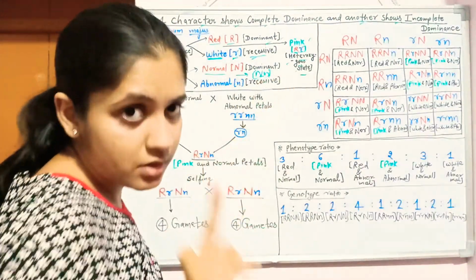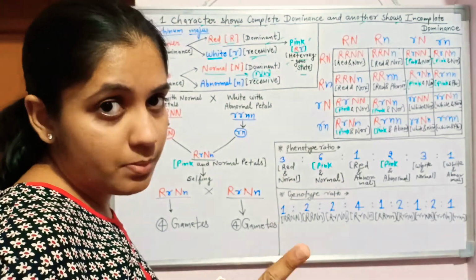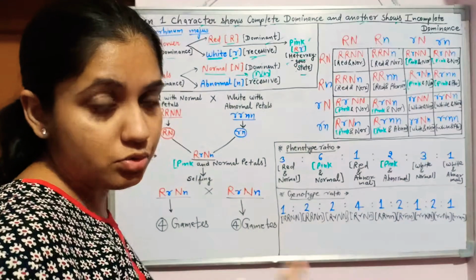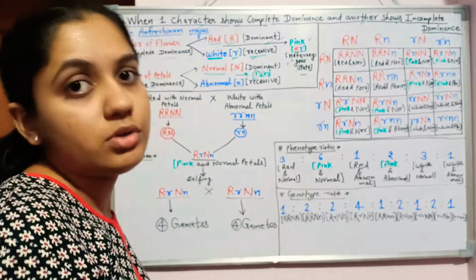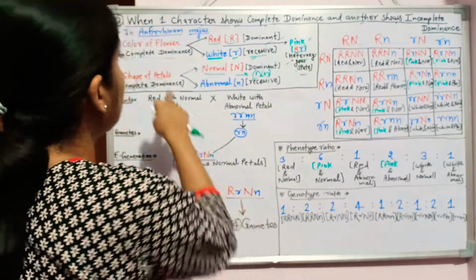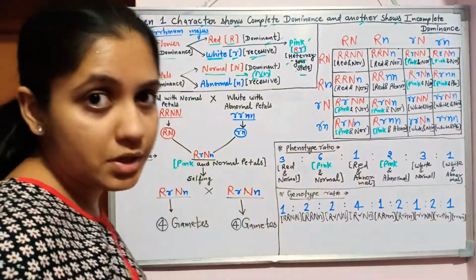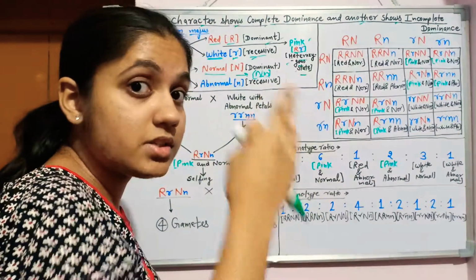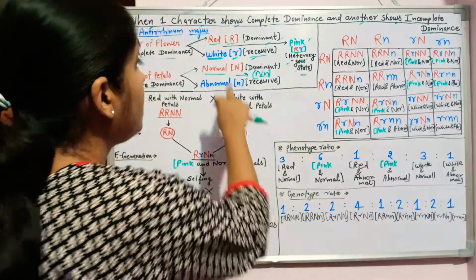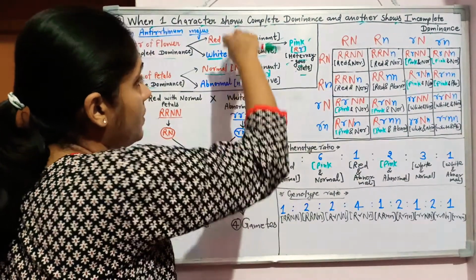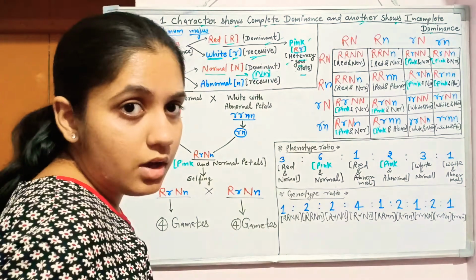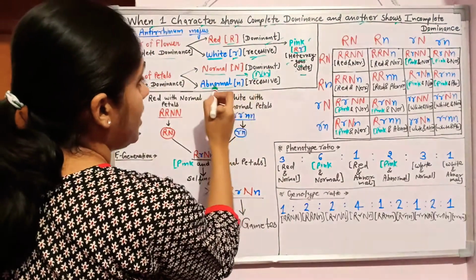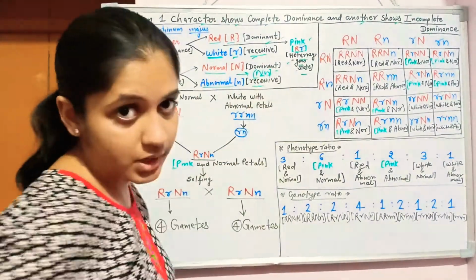Normal is the dominant shape of petal allele. It is not a mix of the two, not intermediate, because this is according to Mendel's law of dominance. So the color of flower character shows incomplete dominance, but the shape of petal does not; it is completely dominant. The normal petal allele is completely dominant over the abnormal shape petal allele. Abnormal is a recessive character and normal is a dominant character.